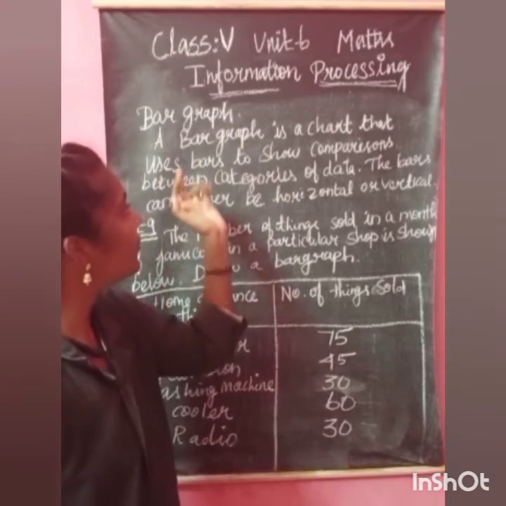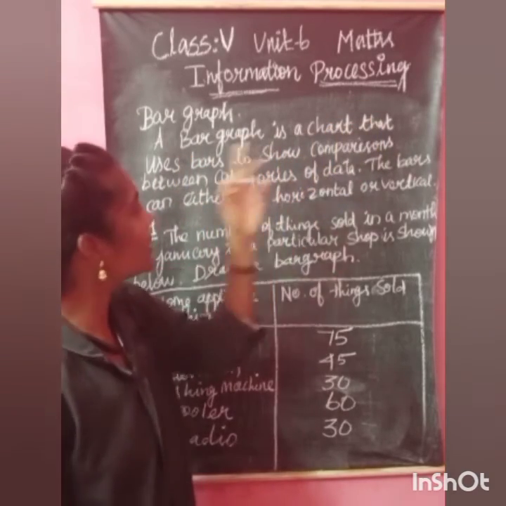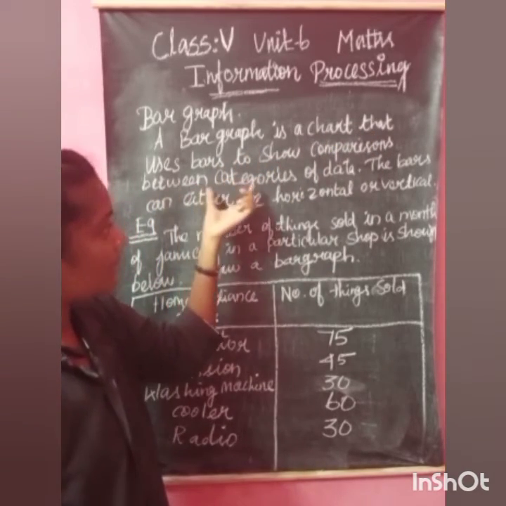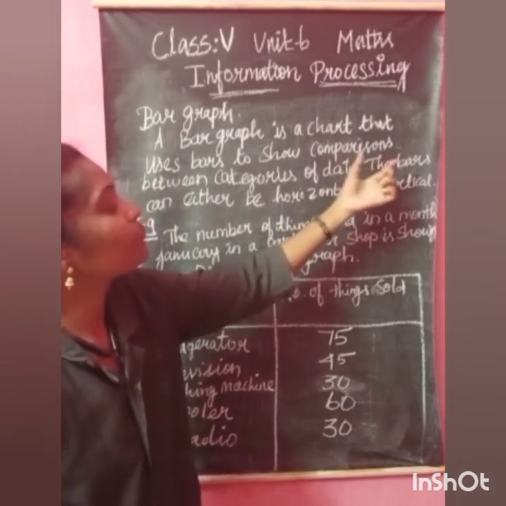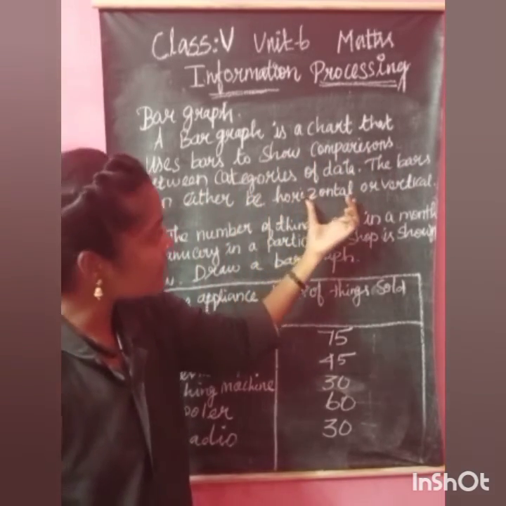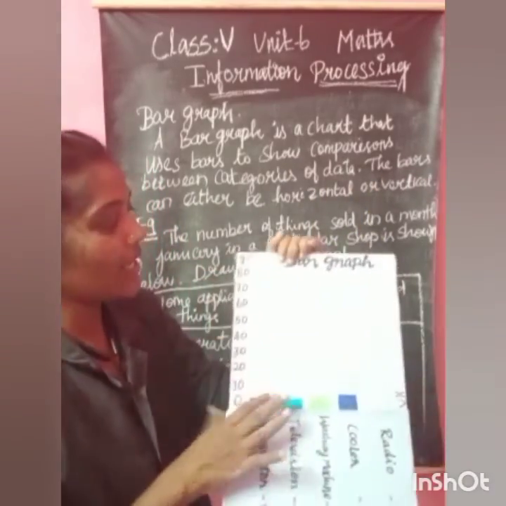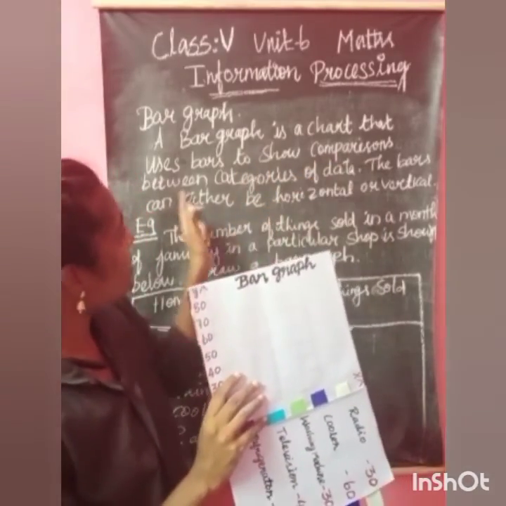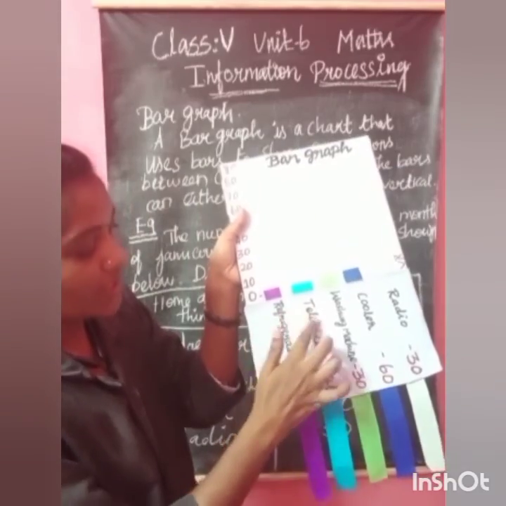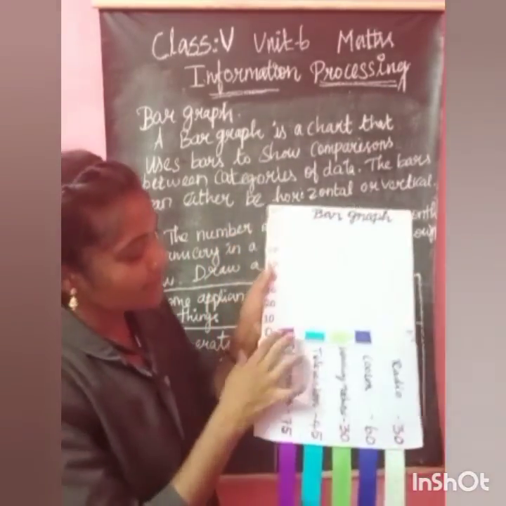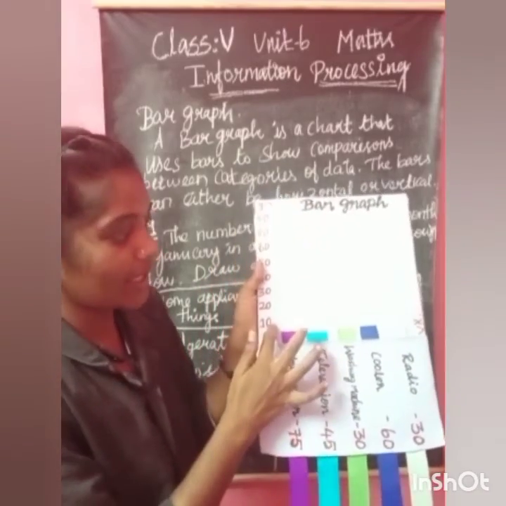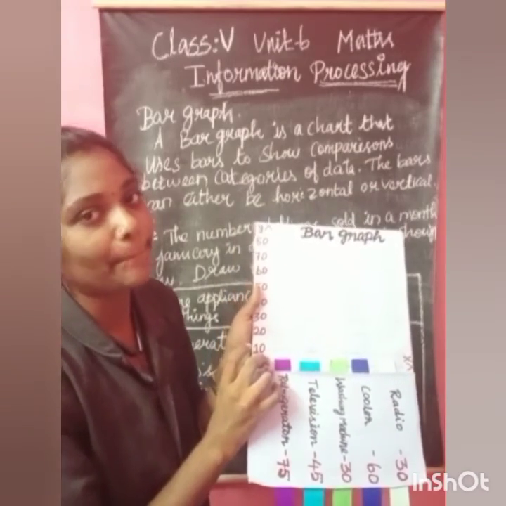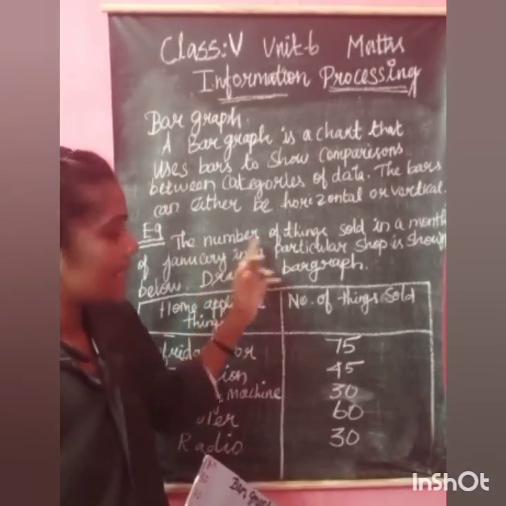Next, bar graph. A bar graph is a chart that uses bars to show comparisons between categories of data. The bars can be either horizontal or vertical. See this, children. This is a bar graph chart. Comparisons between categories. This is horizontal. This is vertical. So we use the bar graph horizontally or vertically.